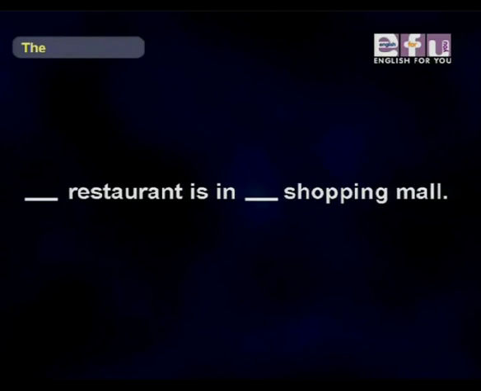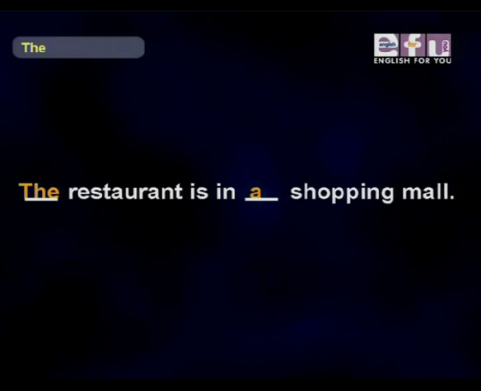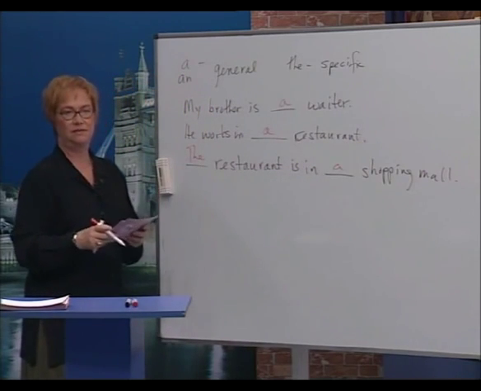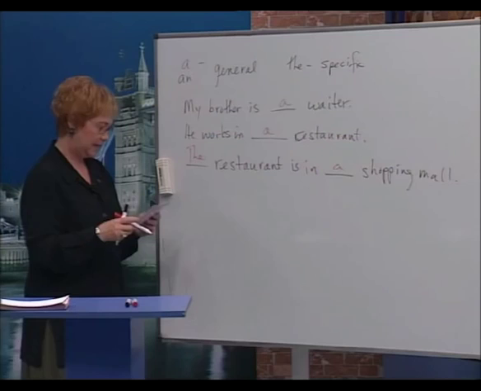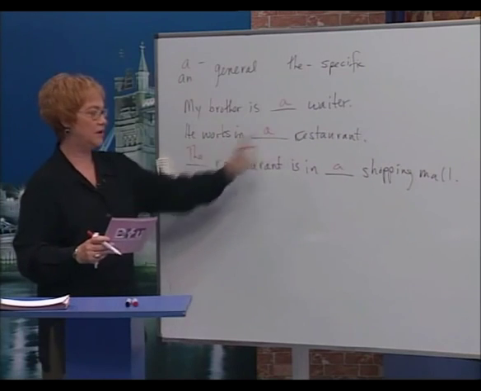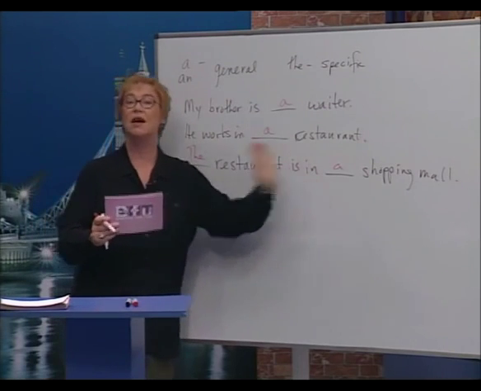Now, the next one. Restaurant is in shopping mall. Okay, Isabel, this one is for you. The restaurant is in a shopping mall. All right. And why is it the restaurant? It's specific now. Okay. And why is it a shopping mall? It's general. Yes, that's right. The restaurant, and this is new, a shopping mall. The restaurant is in a shopping mall.